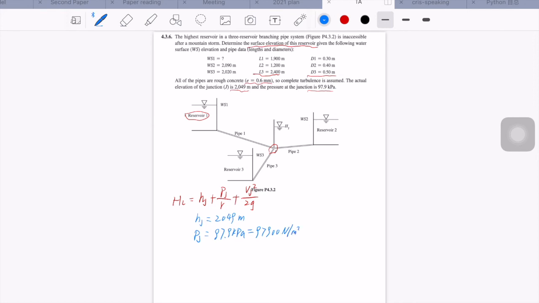Because the problem didn't give us the water temperature, we assume that the water temperature is 20 degrees Celsius. So now the specific weight is 9,790 Newtons per cubic meter. So we can calculate the pressure head.